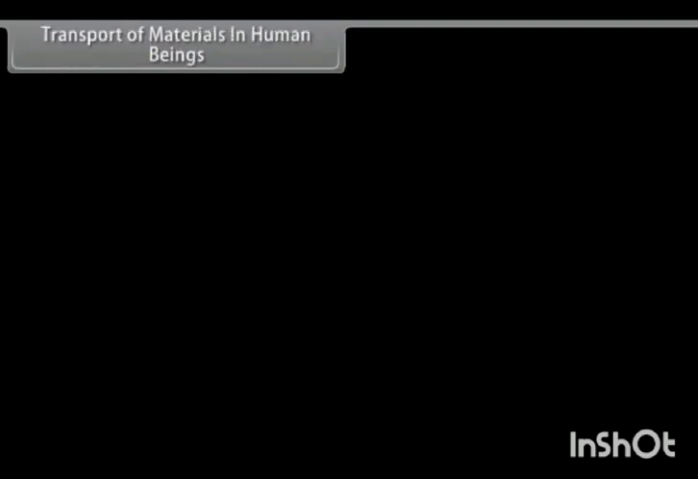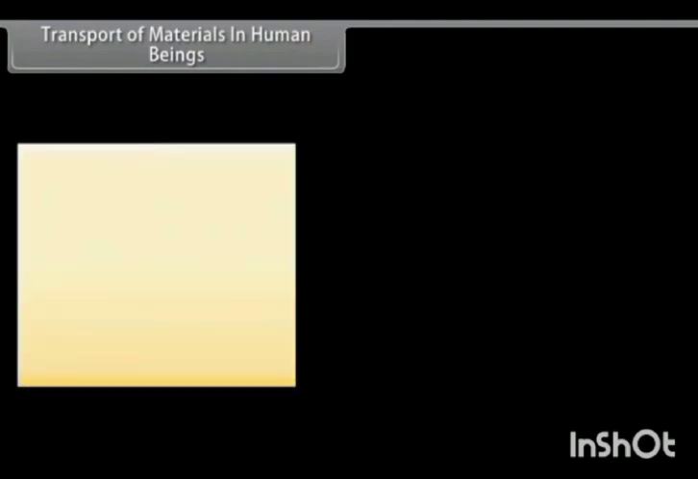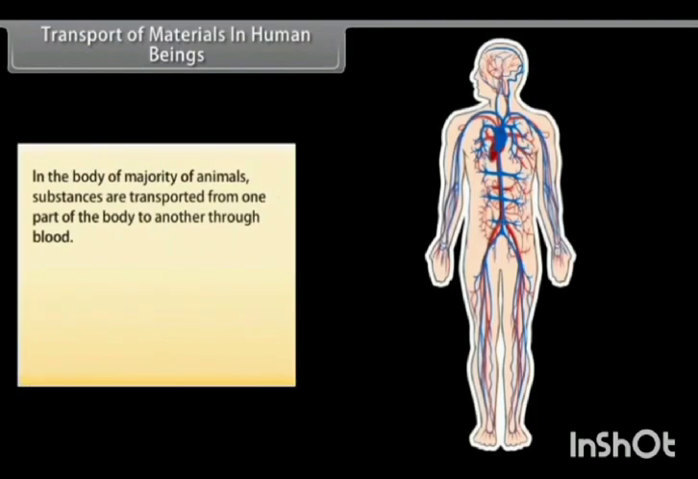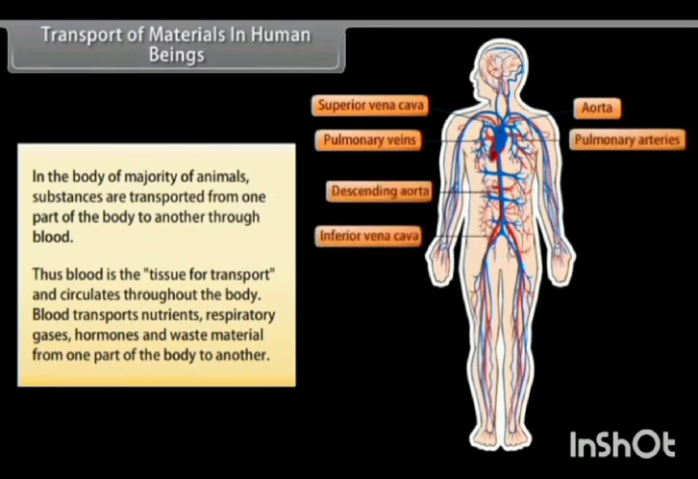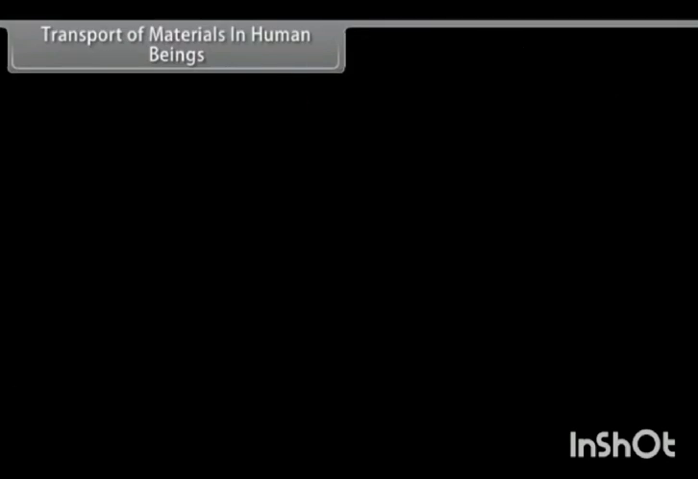Transport of materials in human beings. In the body of the majority of animals, substances are transported from one part of the body to another through blood. Thus, blood is the tissue of transport and circulates throughout the body. Blood transports nutrients, respiratory gases, hormones, and waste material from one part of the body to another.